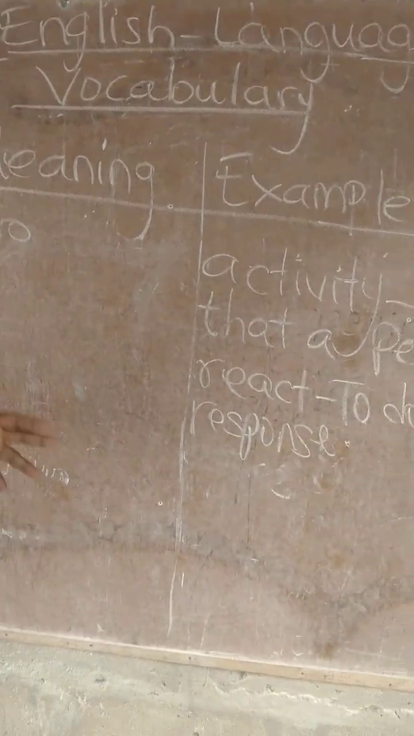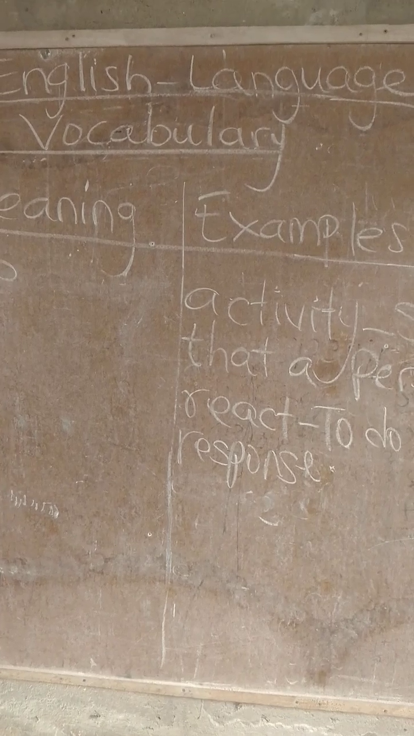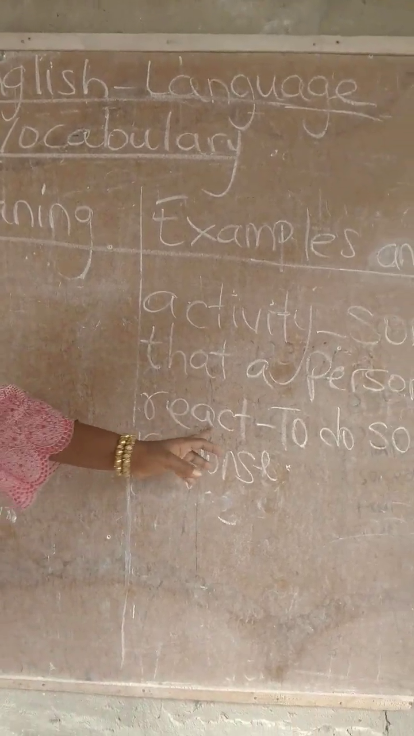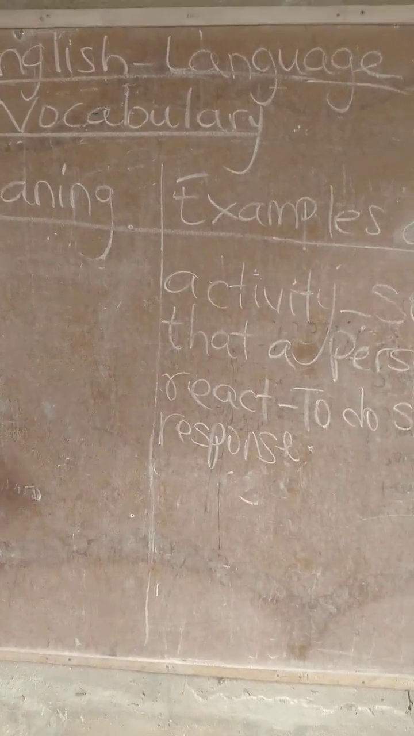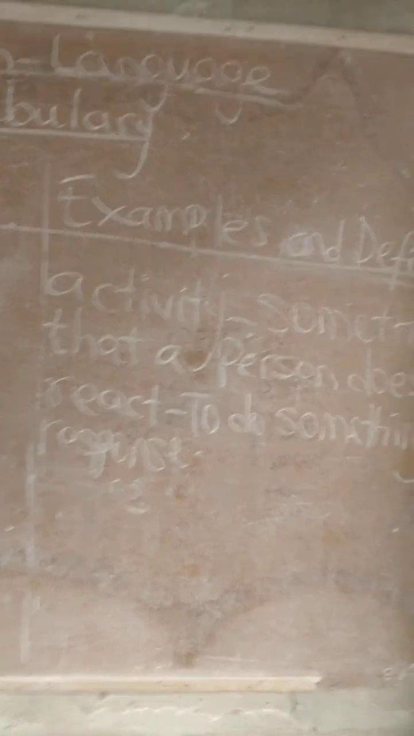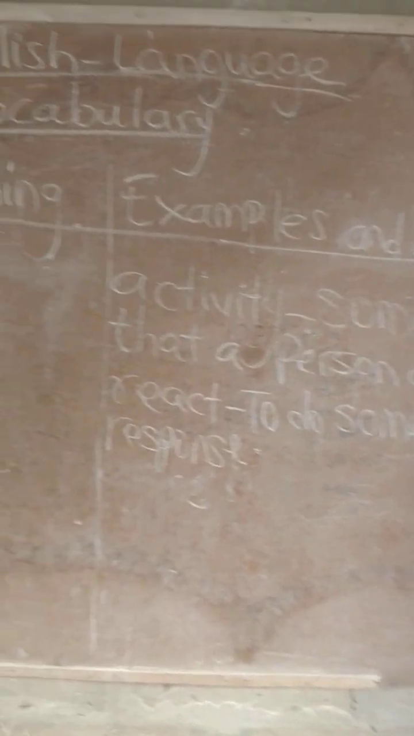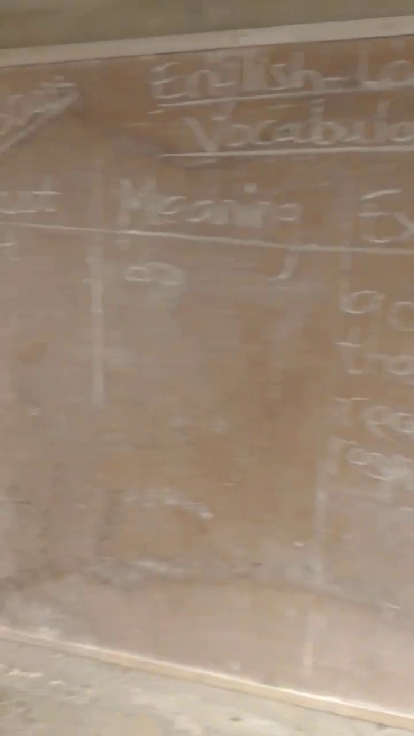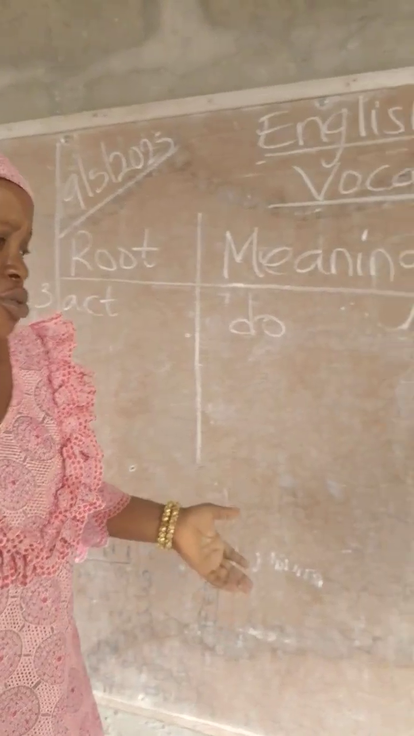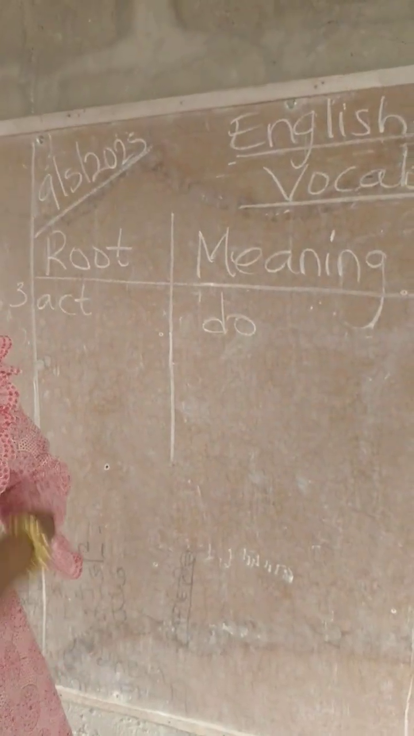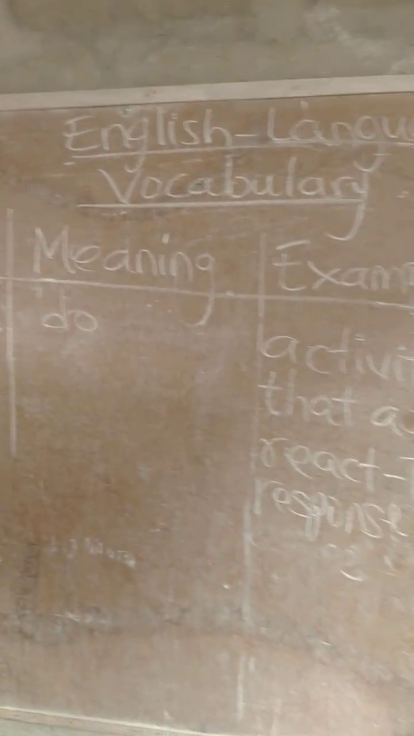However, the next one is react. That ACT is at the end of the word, which is react: to do something in response. When somebody did something to you, some people do not always react quickly, but when they are angry, they may respond very badly to that person. Why did you do this to me? Now the person cannot hold it again. The person does what? React. So that is that. The next one.